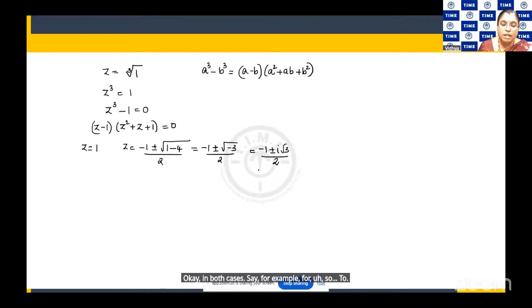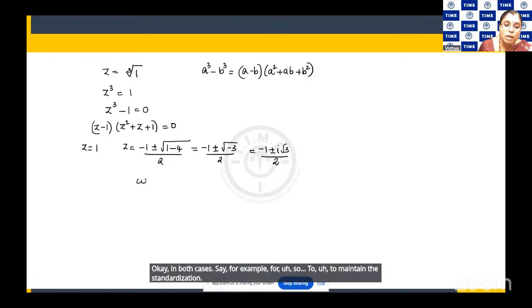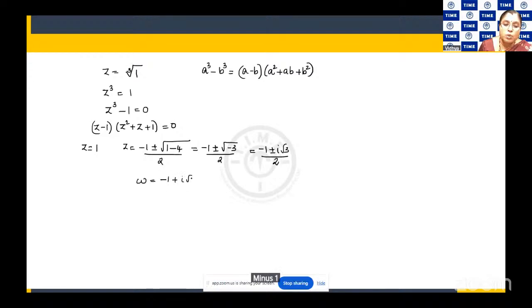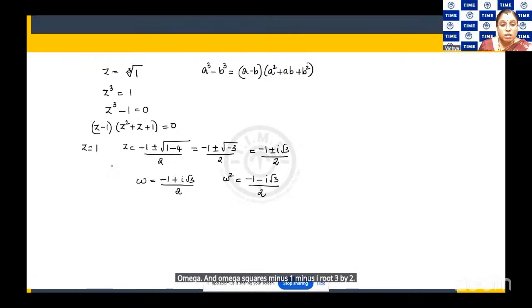Say for example, to maintain the standardization, we usually take this as omega. Omega is equal to minus 1 plus i root 3 by 2. This is usually taken as omega. And omega square is minus 1 minus i root 3 by 2. And these cube roots have lots of peculiarities.